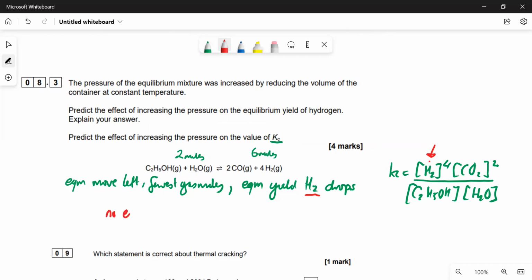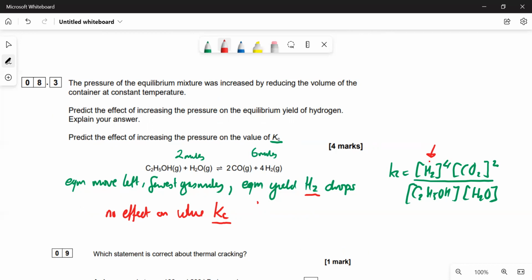There is no effect on the value of Kc. The only thing that changes the Kc value will be to change the temperature, and we're not doing that. Okay, you change the position of the equilibrium, but you don't change the value of Kc. That's all you need to say. But if you're wondering why, it seems a bit strange. Well, it's because you're doing 2 things at once here.